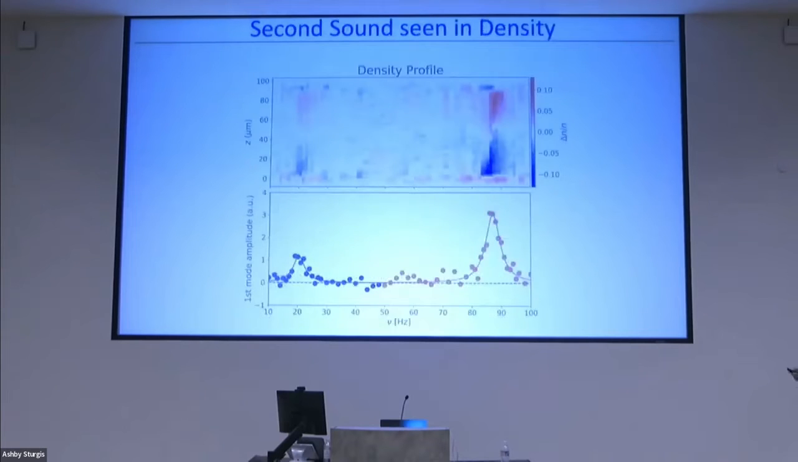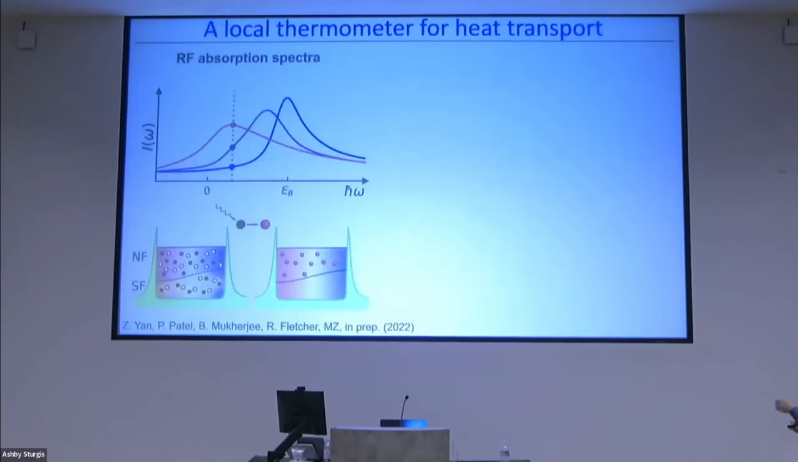That actually works. This was the first sound I showed before, and this very faint thing here, I claim that is second sound. And of course, it is not lighting up, and we are very sad. But of course, it is not meant to couple strongly to density because it's a temperature wave. We actually came up with a way to directly measure temperature in these systems, and it's using again radiofrequency spectroscopy.